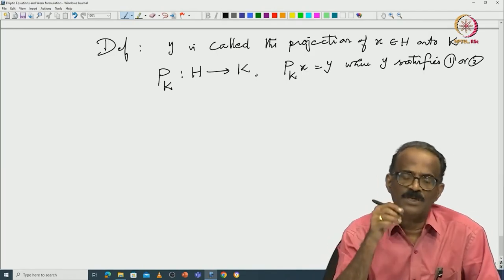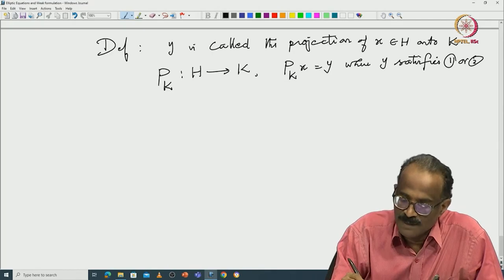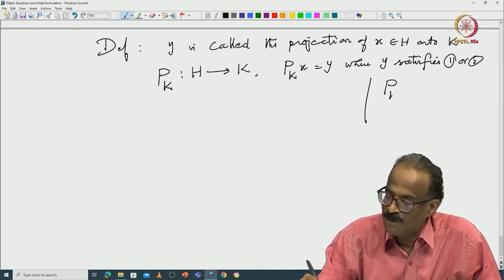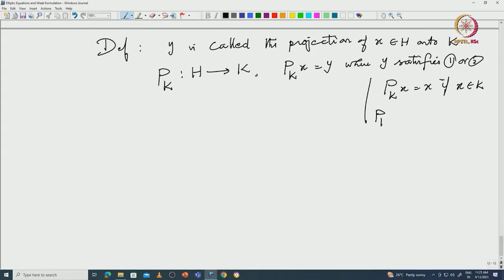This indeed is a projection in the sense of projection you have learned in functional analysis. You can see that if x is in K, P_K of x equals x, and repeating that way, you get P_K square equal to P_K. So, once you project it, it will be the same, because P_K of x is always in K. So, this is called a projection.